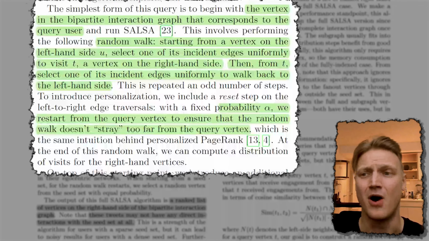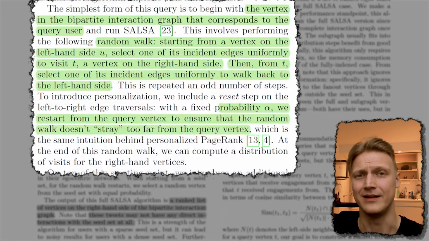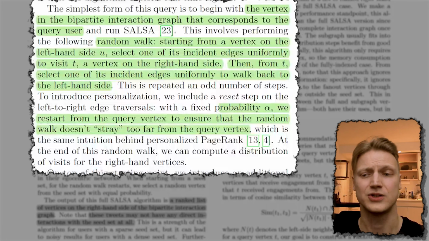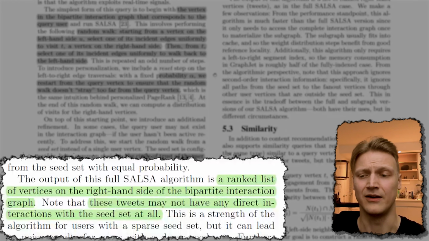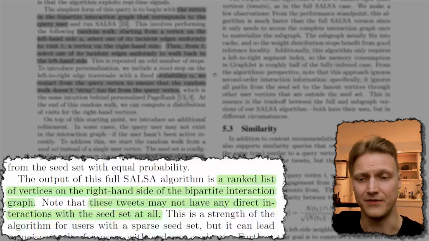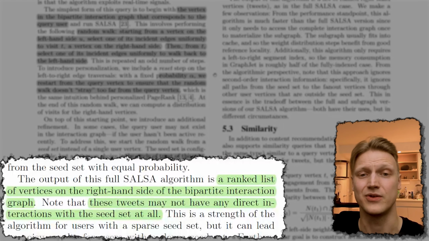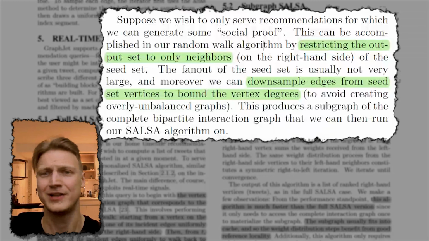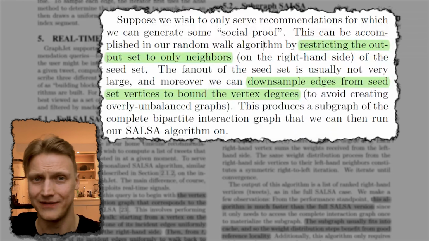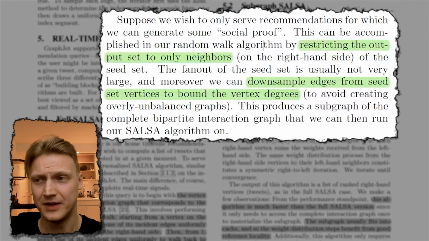They initiate this walk from the query user, or if that user hasn't been active in a while, they'll pick someone from his circle of trust. And the output of this algorithm is going to be the vertices on the right-hand side, which represent the recommended tweets. Another one is kind of the same thing, but done on a portion of that graph, restricting the algorithm to just neighbors of that initial seed. Still relevant for some social proof scenarios, and it benefits from the performance standpoint, usually fitting into the cache memory.